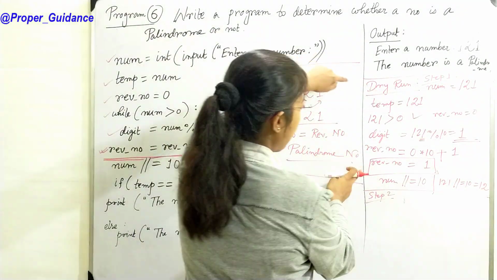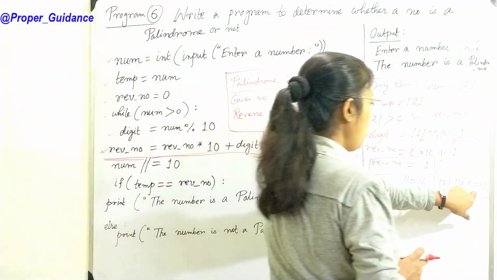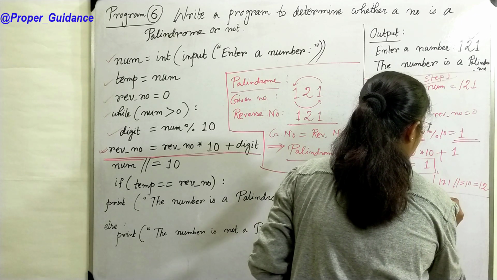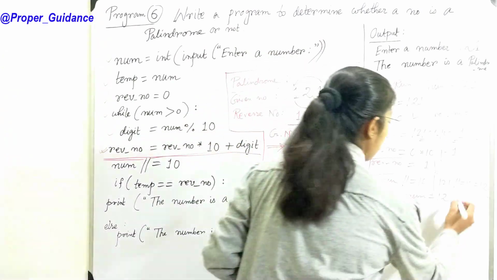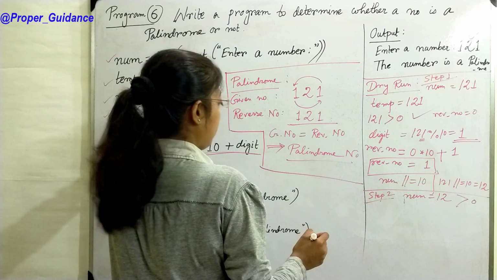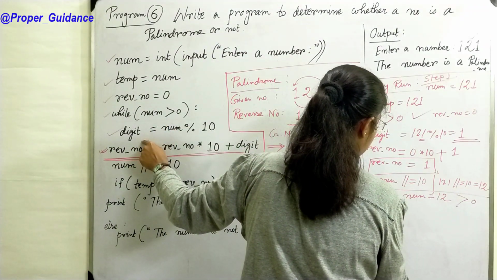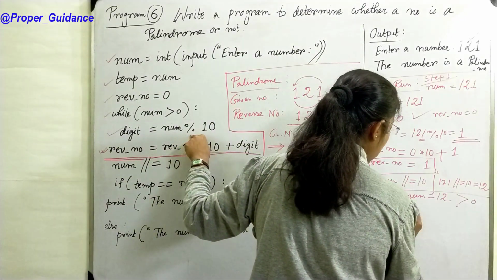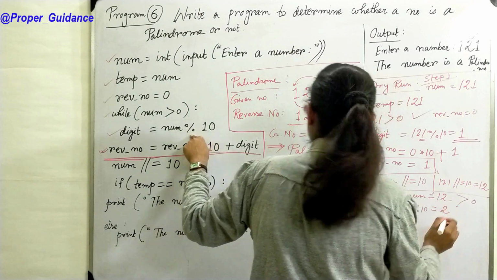Step 2, the entire coding will happen here also. For step 2, num value equals 12, obviously greater than 0, right? 12 is greater than 0, so the while loop comes again. In digit you will collect the modulus, num 12 modulus 10. You will get 2, right?